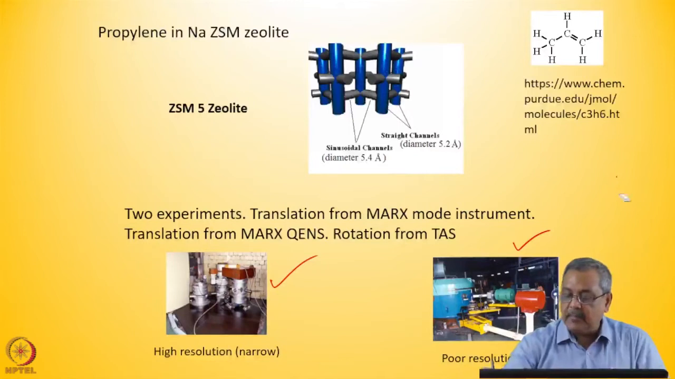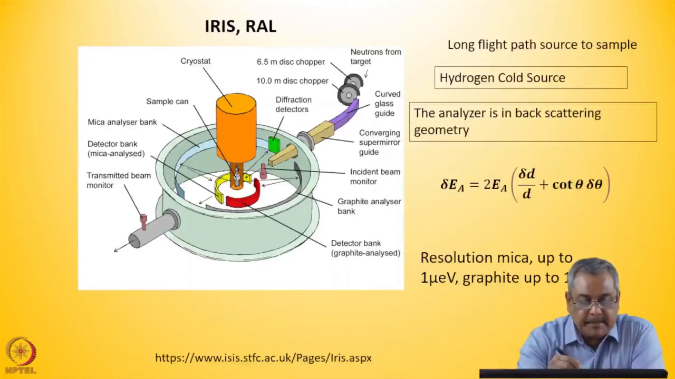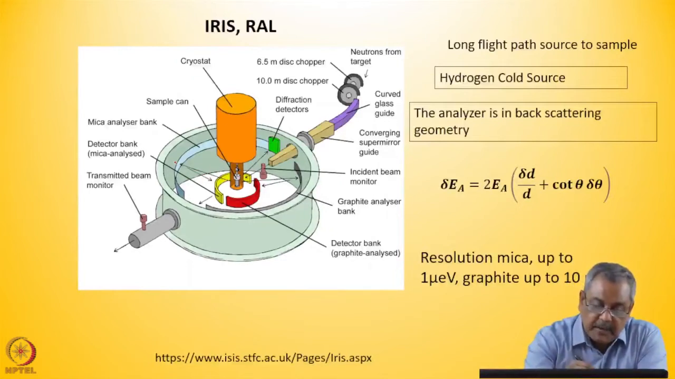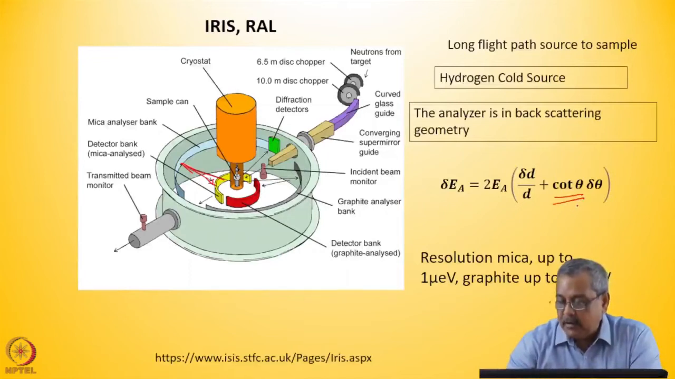But I will just use an example where you use other bigger instruments. For example, this is the IRIS quasi-elastic neutron scattering instrument at Rutherford Appleton Laboratory. This works on time of flight principle. So there is a long flight path from the source to the sample. After the sample, interestingly, you will find that there are mica analyzers and graphite analyzers, but the beam goes to the mica analyzer and comes back to the detector. So this is almost a 180 degree reflection. So theta is around 90 degree, and we know cot theta gives the best resolution when theta is around 90 degree, or 2 theta close to 180 degree.